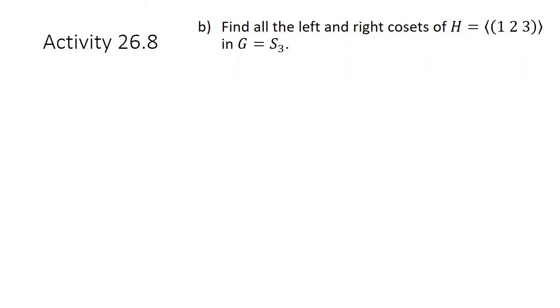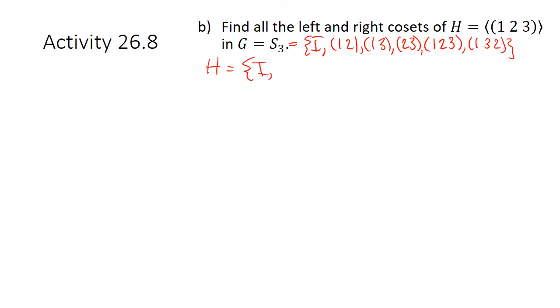Okay, so let's do part B here. Find all of the left and right cosets of H, which is the cyclic group generated by (1 2 3). First, let me just list these elements again just so I can keep track of them all. So there's (1 2), there's (1 3), there's (2 3), there's (1 2 3), and then there's (1 3 2). And then as far as the elements of H, what exactly is H? I know it has the identity because it's a subgroup, and I know it has (1 2 3), but what else is in there?